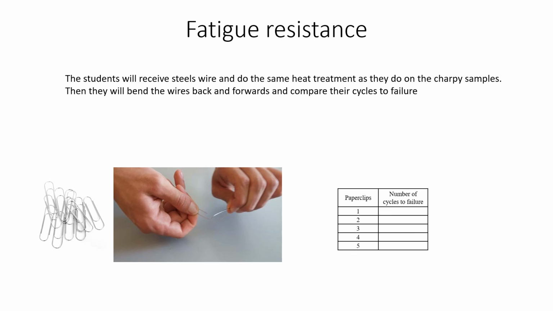We also want you to compare the fatigue resistance of steel caused by different temperatures. So you will receive a steel wire, from a paper clip, and you will perform the same heat treatment as you do for the Charpy samples. Then you will bend the wire back and forth and write down the number of cycles to failure. So this is pretty much the overview of this experiment, and good luck.